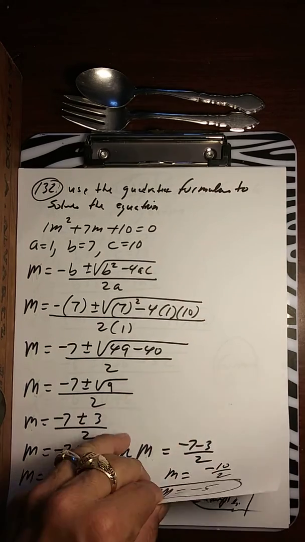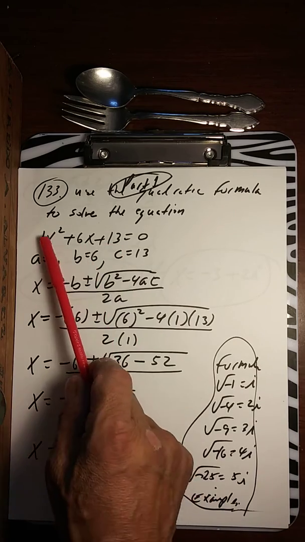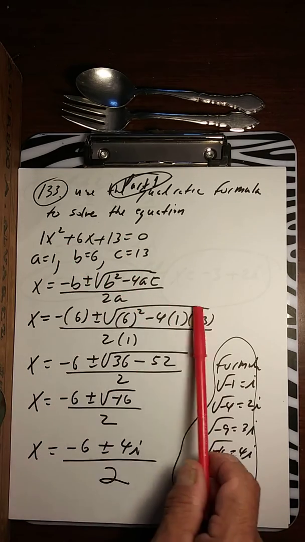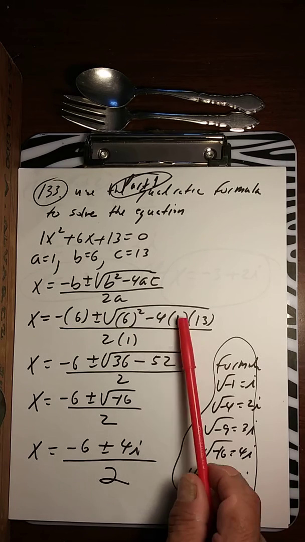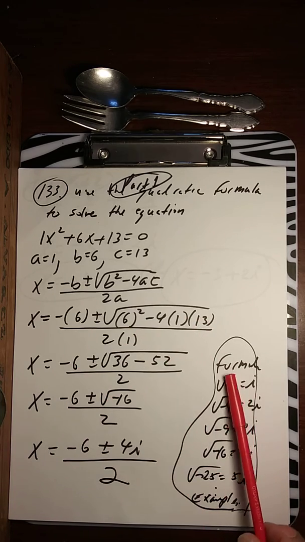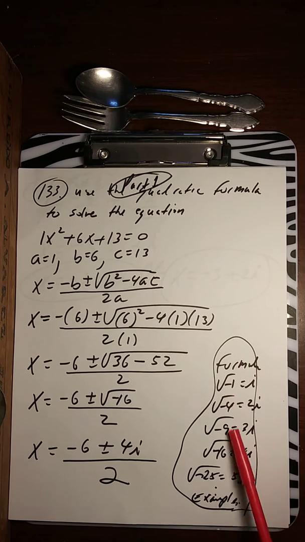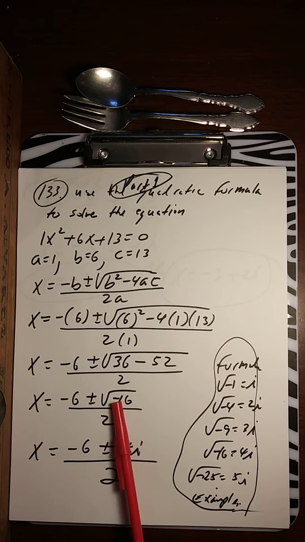Using the quadratic formula. Use the quadratic formula to solve this. Same thing. Set it up. A, B, and C. Numbers go in there. 6 and 6, 36. It's going to be 52. That's going to be a negative number. If you have the square root of a negative number, the square root of negative 1 is i. Square root of negative 4 is 2i. Square root of negative 9 is 3i. Negative 16 is 4i. Negative 25 is 5i. Examples. So that's going to be 4i.